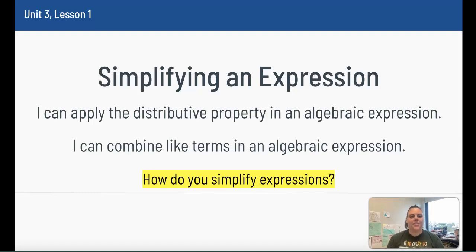Hey y'all, in this video we are taking a look at simplifying an expression. We want to be able to apply the distributive property in an algebraic expression and combine like terms in an algebraic expression. Our essential question is, how do you simplify expressions?